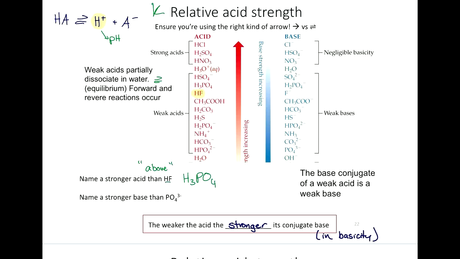But now PO4 3 minus, that's a base. So do we want to look at the acid side? Nope, we want to look at the base side. So we want to look for a substance above or below phosphate? Where's phosphate? It's right there. Below, yeah, we want to look below. And so there's only one substance below phosphate in this table because I've cut it off, and that is hydroxide. It's the only thing on this table that is a stronger base than phosphate ion. All right? So that's how we read this table.